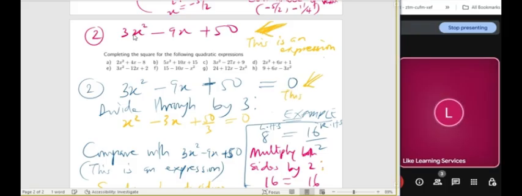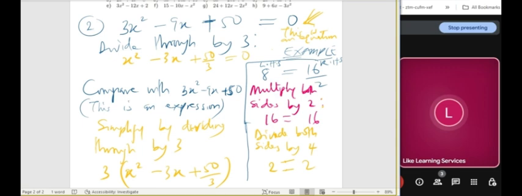This one is an equation. So you can divide by 3 and don't bother about it, because when you divide all through by 3 for an equation, it is still valid. And I showed you the validity with this example. You have 8 equal to 16 over 2. If you multiply both sides by 2, you get 16 for the left hand side and 16 for the right hand side. So it's still valid.